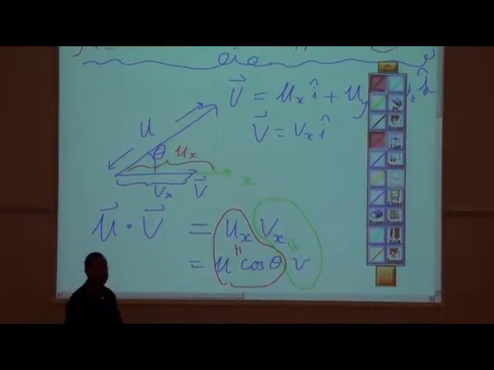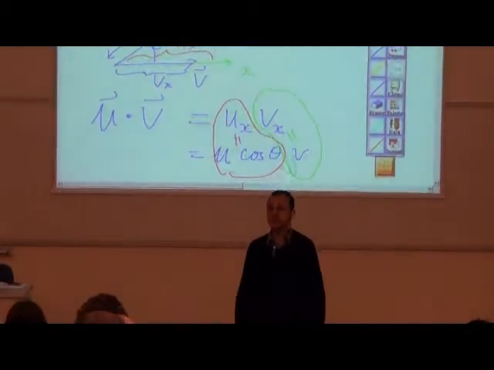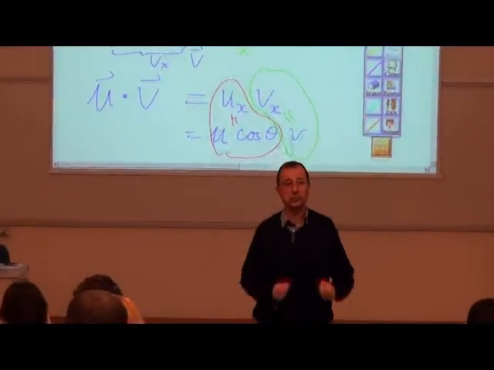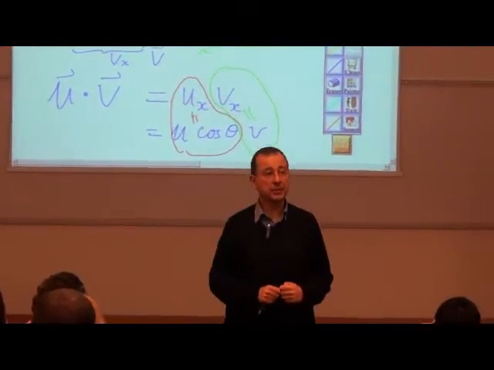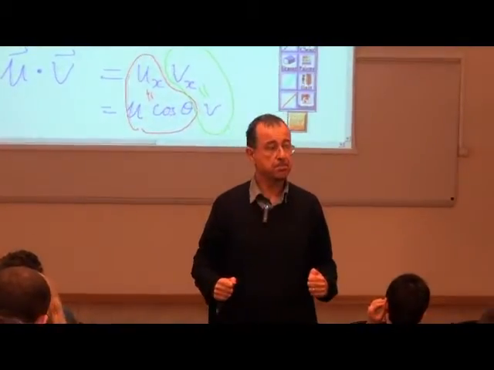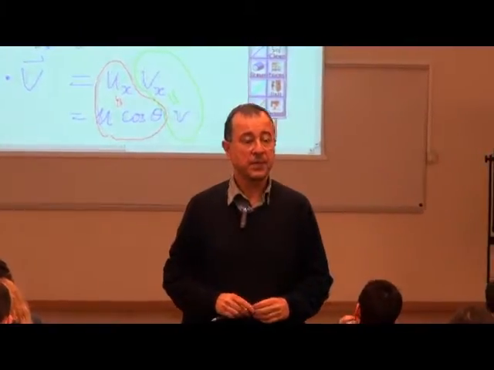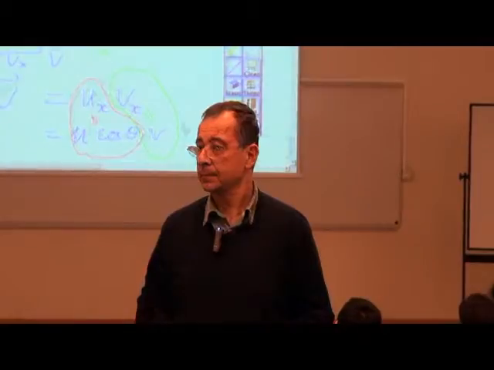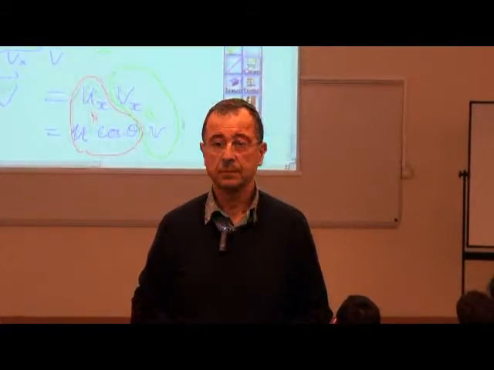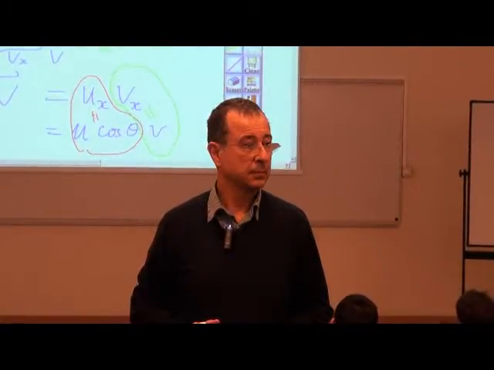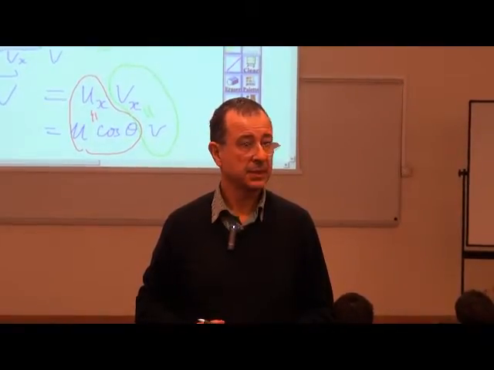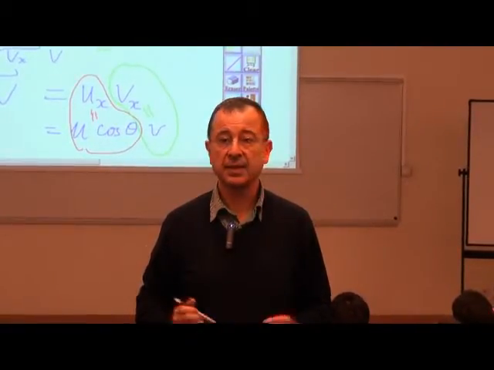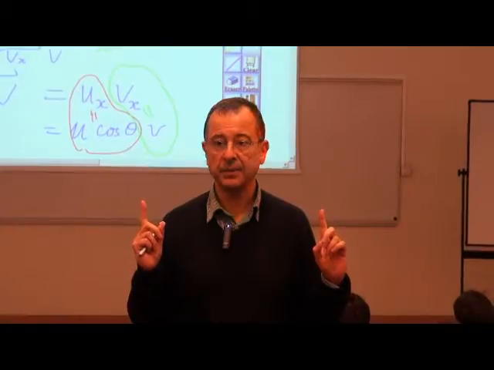So u dot v in this case, I've just shown, is nothing but the length of the vector u times the length of the vector v times the cosine of the angle between them. Is this clear to everyone? Okay? Does anybody have any questions about how I derived this?